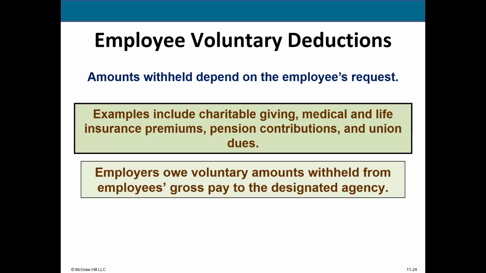Employees also have voluntary deductions. These are typically pre-tax, so before any taxes are withheld. These include things like charitable giving, health savings accounts, insurance accounts, retirement, union dues, and then any other type of garnishments for wages.